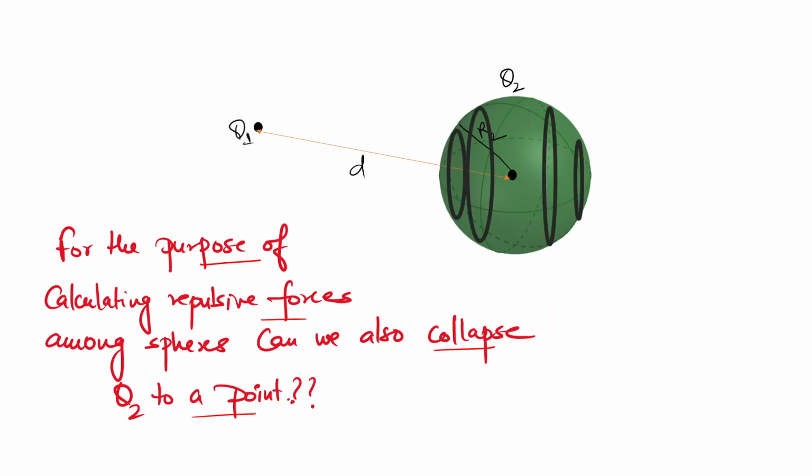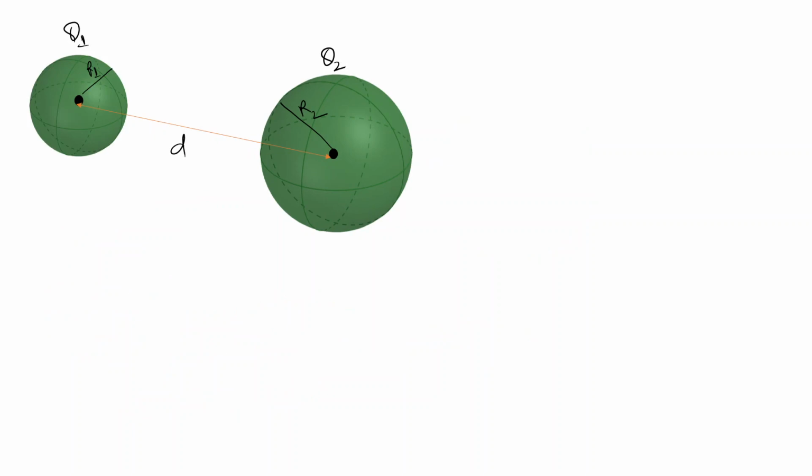If you don't want to collapse Q2 to a point, you can think of S2 as broken down into small circular ring elements, and from there you can do the integration, figure out the force of repulsion, and then realize whether the result is the same as kq1 q2 by d square or not. But that's a longer route. There's a beautiful argument involved here, which I will show you first.